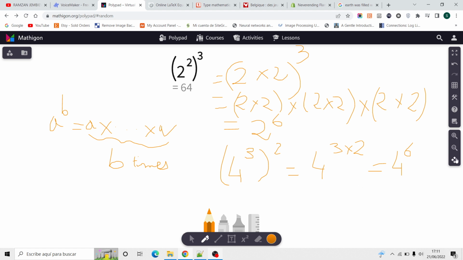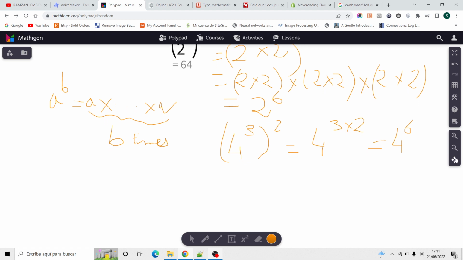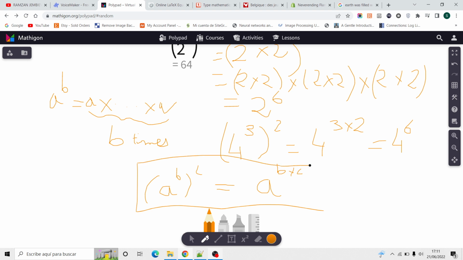So in general, when you have a to the exponent b to the exponent c, it is a to the exponent b times c. It's a very important result.